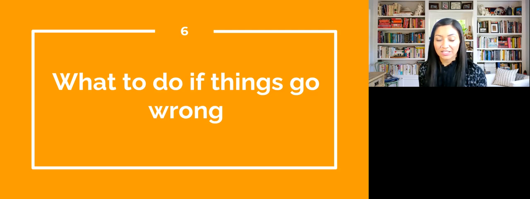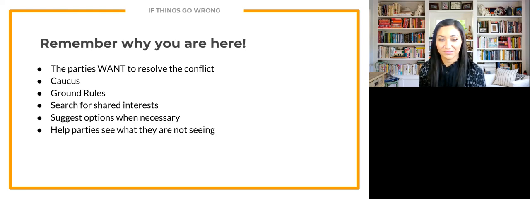While mediation attempts to resolve conflict in a cooperative manner, sometimes things go wrong in tense and emotional situations. If the parties seem to be getting off track, there are a few things you can do to salvage the mediation process. First, remember that you are here because the parties want to resolve the conflict. You can caucus, which is essentially taking a break from the joint session with both parties.